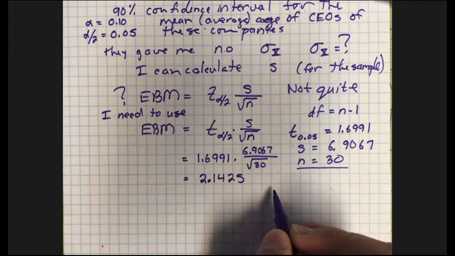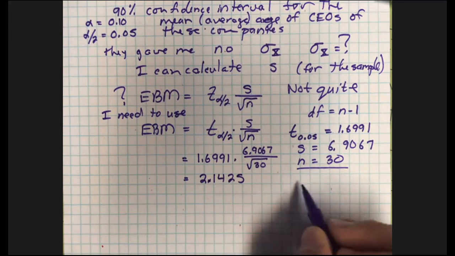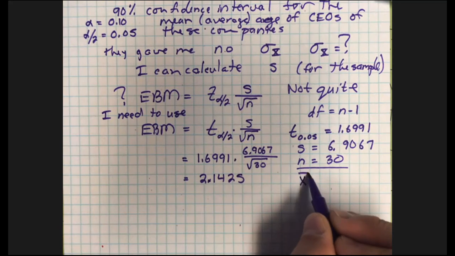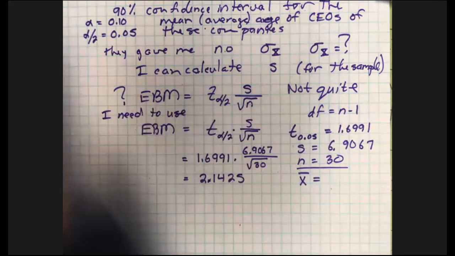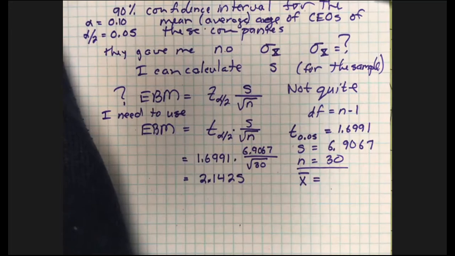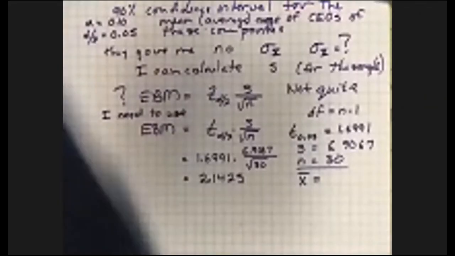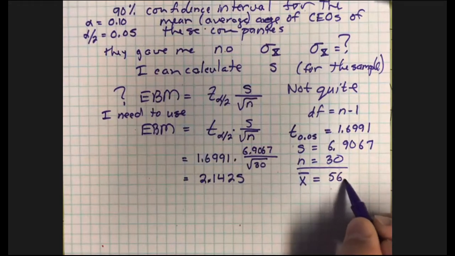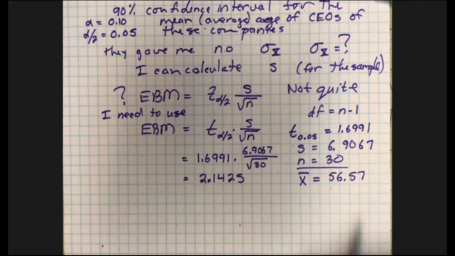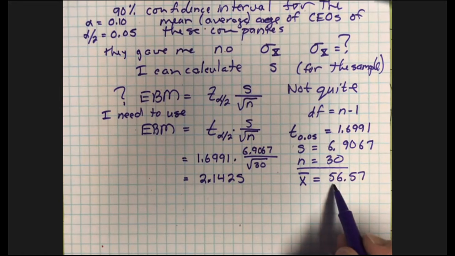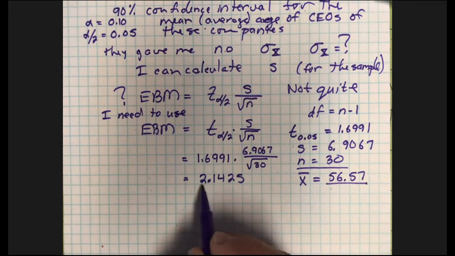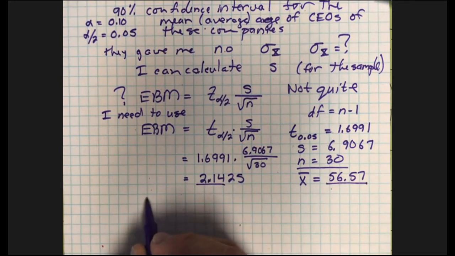Now that's interesting. Oh, by the way, I don't know what the average age of my 30 CEOs was. I go back to my calculator screen and find out. The average age of those 30 CEOs was 56.57. How many digits of accuracy should I use here? Well, let's use 56.57 and 2.14 for my confidence interval.